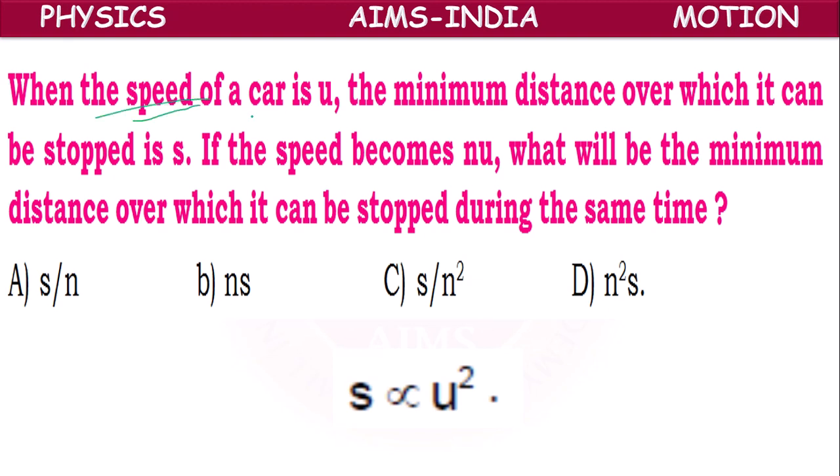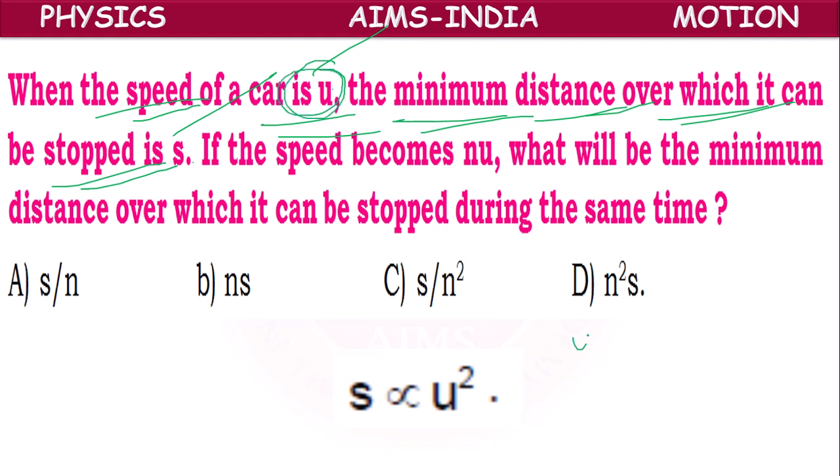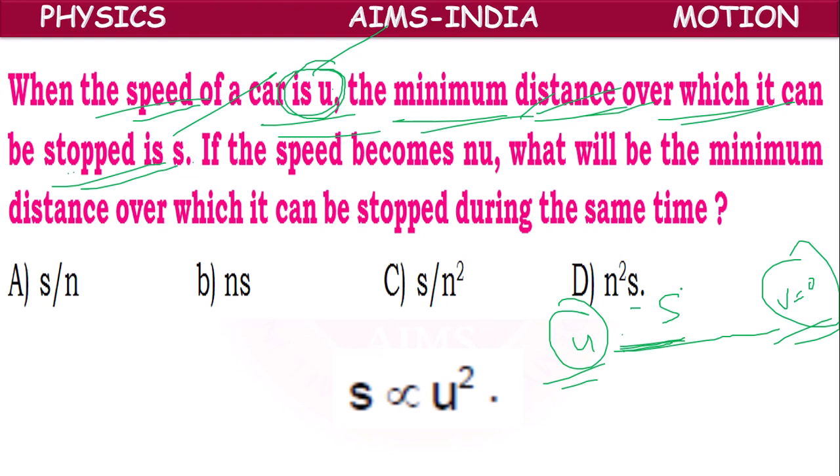Next. When the speed of a car is u, the minimum distance over which it can be stopped is s. Means the car speed is u. It is going with u speed. If you apply brakes or any force, the minimum distance over which it can be stopped is s. It should be stopped, meaning v equals 0, after traveling a minimum distance s.